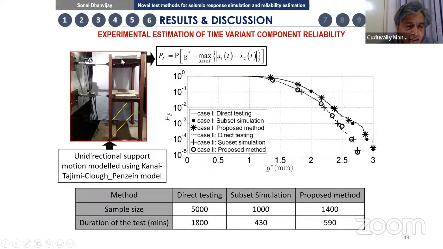We did an experiment on a reaction wall on a 2-story frame. Again, here we added diagonal wires to the system to create nonlinear effects. And Sonal, who worked on this, did extensive studies, and some of these results are shown. Again, the story is that with a reasonably small sample size, we are able to estimate small probabilities of failure. And the merit of this method vis-a-vis the Girsanov transformation method that I mentioned earlier is that I get the entire curve here in one stroke as the subset simulation proceeds.